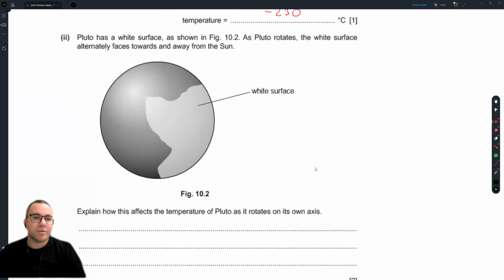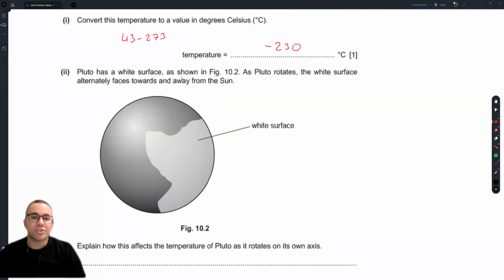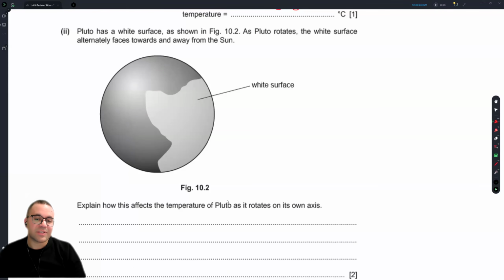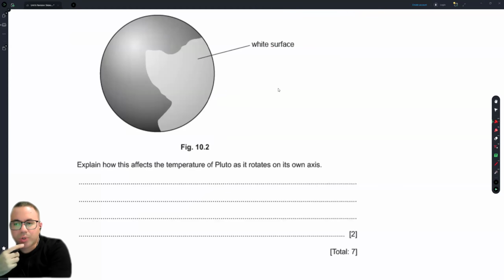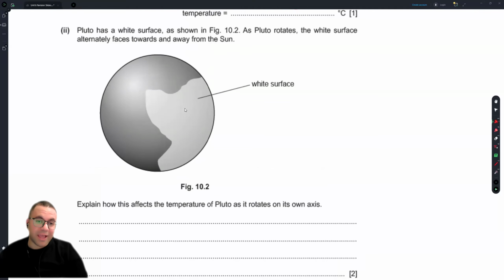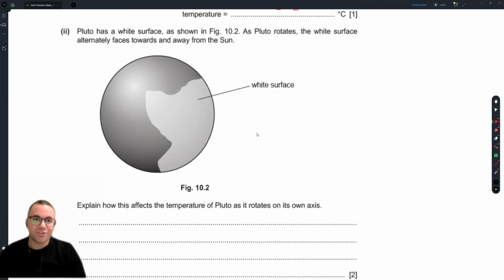Next. Pluto has a white surface as shown in figure 10.2. As Pluto rotates, the white surface alternately faces towards and away from the sun. Explain how this affects the temperature of Pluto. Now, what do you guys think? White is a what in terms of radiation? It's a good reflector, or a poor absorber and emitter of radiation. But the black side, the dark side, is going to be a good absorber and a good emitter of radiation.